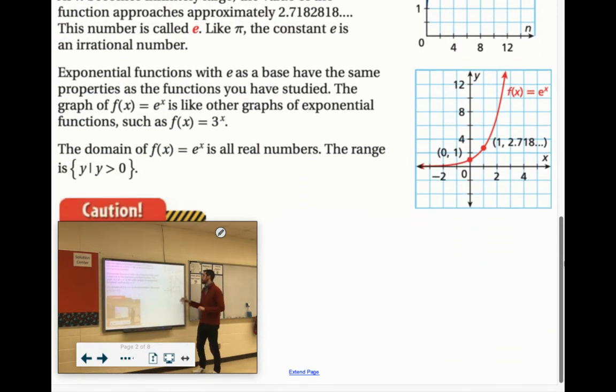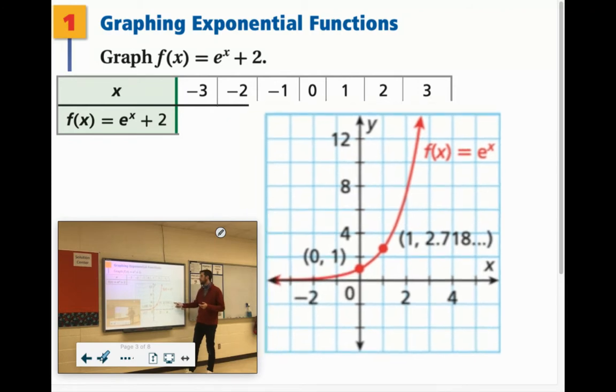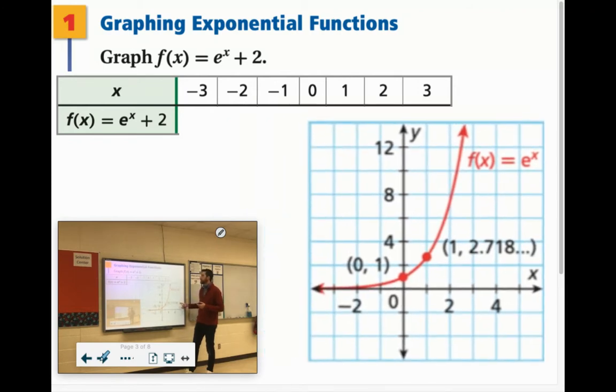So here is the graph of base e. If you had f of x equals e to the x power, then it's going to show that exponential growth there. Not the most important thing. Here is the graph for that base e, that natural logarithm. Now if we had to graph e to the x power plus 2, it would just shift that graph up 2 units. So it would take all these coordinates and go up.